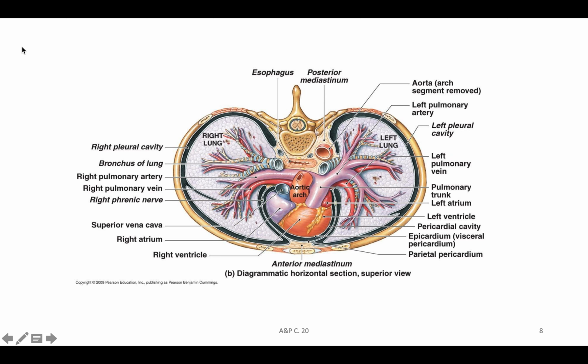And then this is if we were looking from above. So you can see you have your heart in the mediastinum, you have your pleural cavities, which are your lungs, and then this whole area we call together the thoracic cavity.